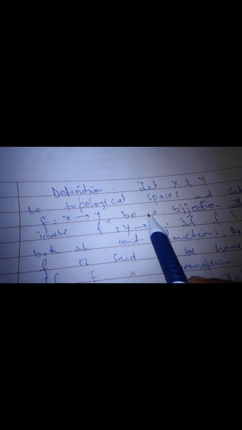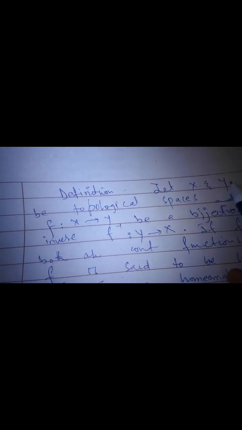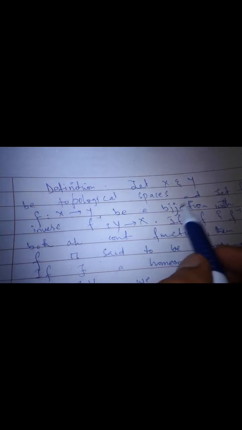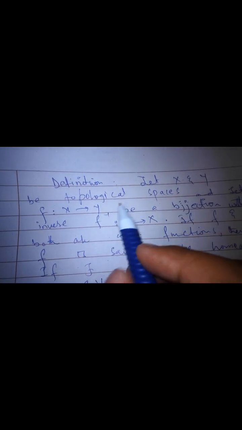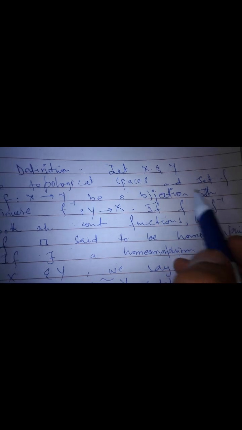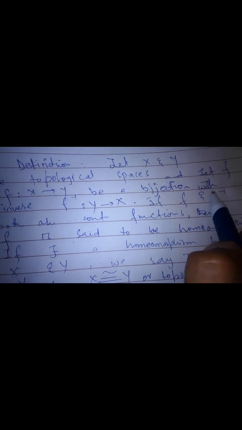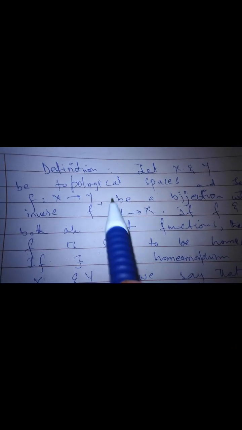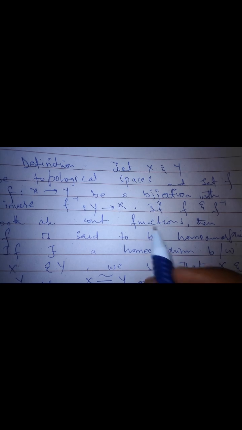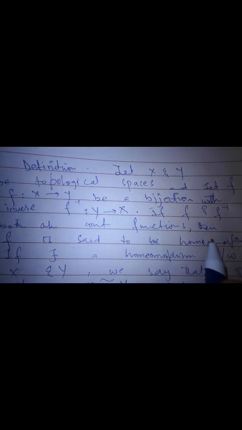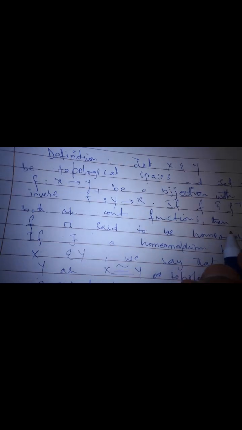So basically, homeomorphism is a function between two topological spaces X and Y. How can we say f is a homeomorphism between X and Y? If f and f inverse are both continuous, and f is a bijection from X to Y and f inverse is a bijection from Y to X, then we can say f is a homeomorphism.